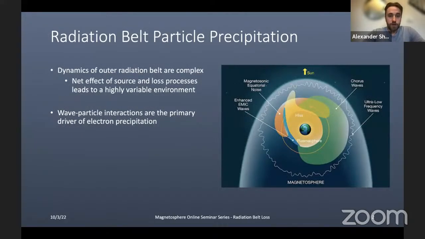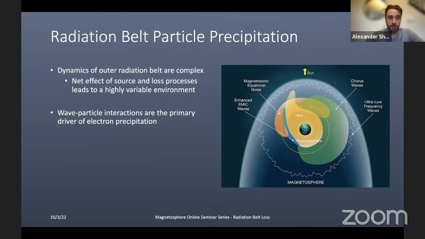So the dynamics of the outer radiation belt are complex. There are a variety of source and loss processes that act on the particle populations. Electrons are ejected into the radiation belts from the magnetotail during substorms and geomagnetic storms, and are then locally accelerated up to relativistic energies by wave-particle interactions: chorus, hiss, EMIC, etc. The flux of relativistic electrons can increase by a few orders of magnitude during a storm, and then slowly decay back to their nominal values over varying timescales, depending on location and energy, through various loss processes.